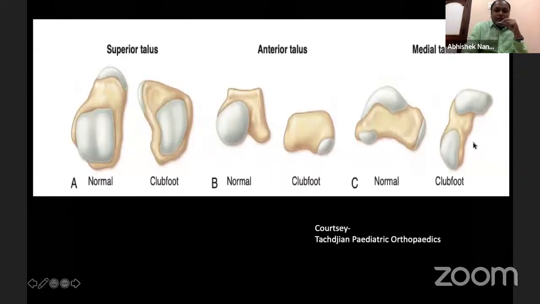So how does the talus behave in CTEV? This was taken from Tachdjian. If you see the talus from superior, the anterior pole of the talus will be medially deviated. If you see the talus from the anterior, it will be plantar flexed. If you see from medially, again, it will be internally rotated.